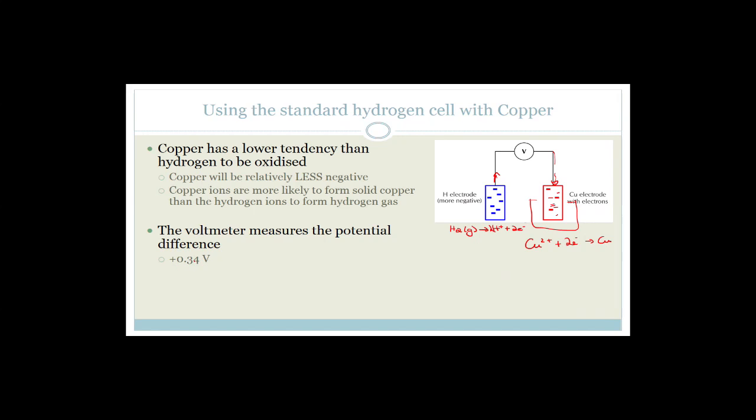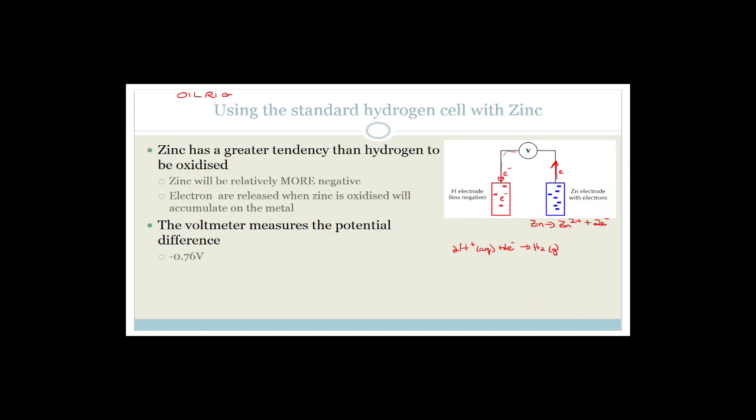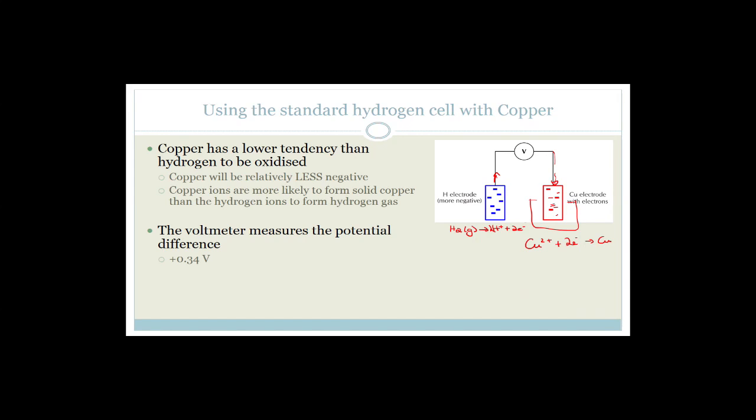Do you see, don't worry about the number, that this is +0.34, whereas the other one was -0.76, I think it was. Let me just check, yeah, 76. Don't worry about the quantity, but notice the minus and plus. And what does that mean? The minus and plus is just giving us direction. It's giving us direction of the electrons.